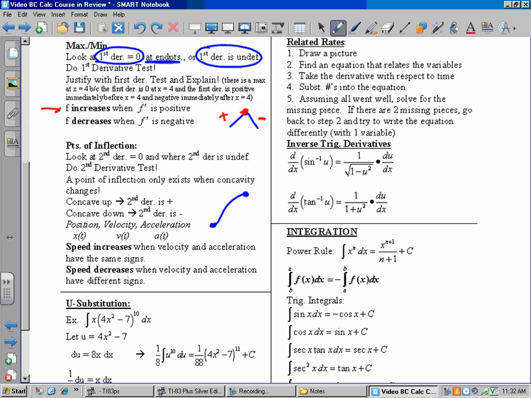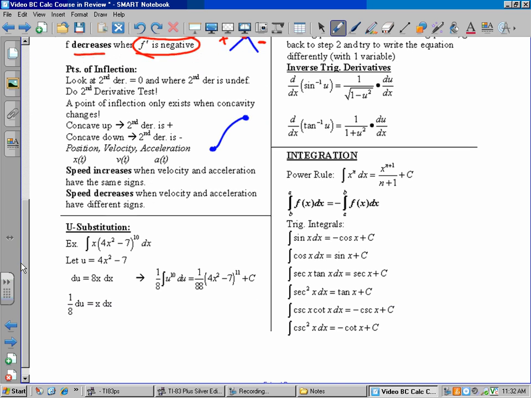Of course, the function is increasing when its derivative is positive. And for all these explanations, you always want to try to use calculus stuff. All right, why do we have a maximum? Well, why is the function increasing? Because its derivative is positive. Don't say because the function's going up. Why is the function decreasing? Because its derivative is negative.